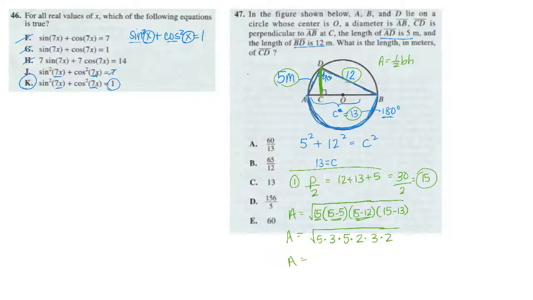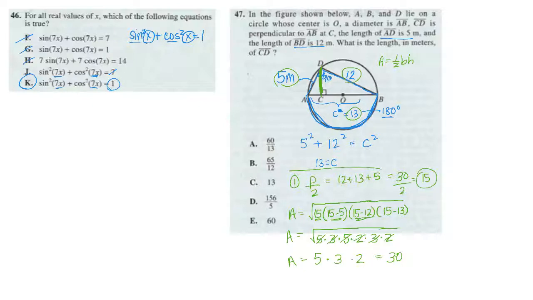So let's go through and see. I'm going to see those are going to cancel, so that's going to give me 5 times 3 times 2. And so notice that's going to give me an area of 30. Now we're ready to do our area formula and finish this problem.